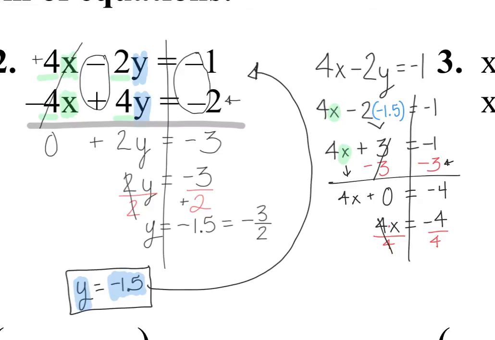4 divided by 4 is 1, so I'm left with 1x, or just x. Negative divided by a positive is negative. 4 divided by 4 is 1. And there's my answer for x, negative 1.